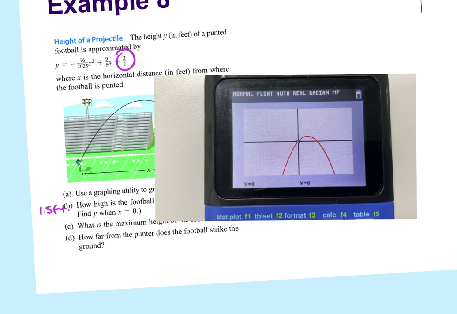C says, what's the maximum height? How do I get that? That's the K, so I go to the max. I'm going to trace the top of my graph, and I'm going to find that the maximum point occurs at 113.9 and 104.0. And we said it's the K. That's the maximum height, 104 feet.